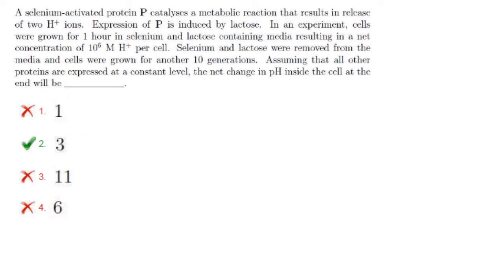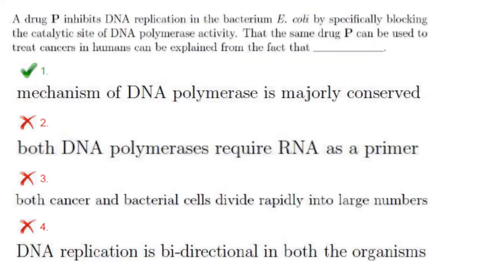Coming to the first question, a selenium activated protein P catalyzes a metabolic reaction that results in release of two H positive ions. Expression of P is induced by lactose. In an experiment, cells were grown for 1 hour in selenium and lactose containing media, resulting in a net concentration of 10 raised to 6 molar H positive per cell. Selenium and lactose were removed from the media and cells were grown for another 10 generations. Assuming that all other proteins are expressed at constant level, the net change in pH inside the cell at the end will be, answer is 3.